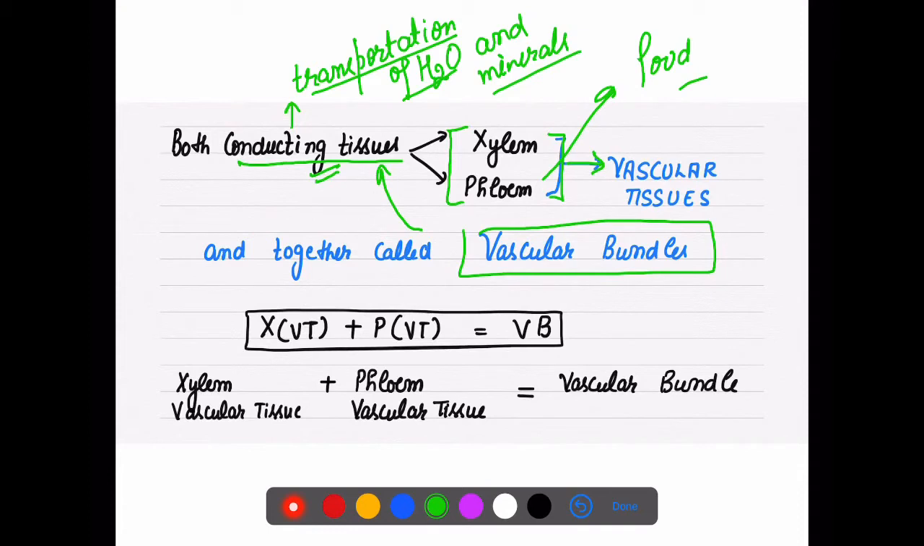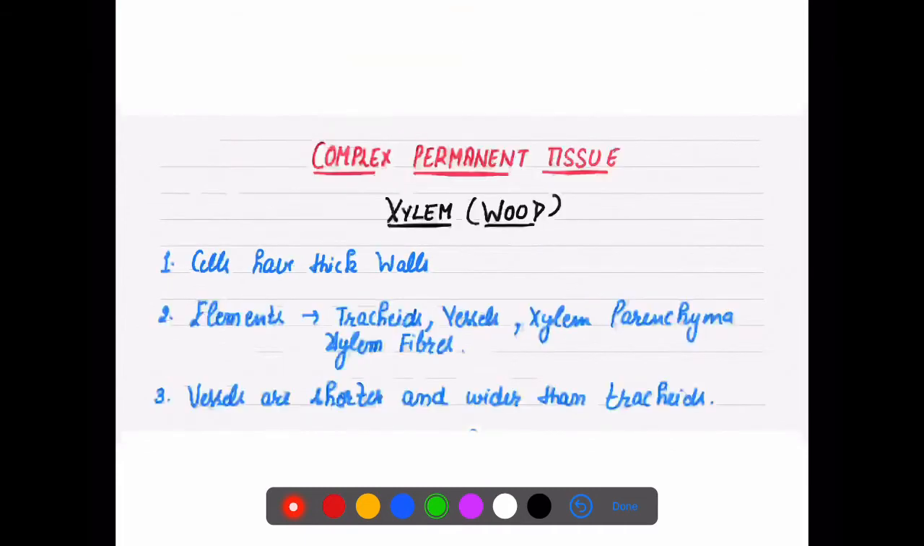So VT is for vascular tissue. Xylem is a vascular tissue, plus phloem, they are equal to the vascular bundles. So if in 1 mark we ask you what are vascular bundles, they are the conducting tissues. Xylem and phloem together form vascular bundles which help in transportation of water, minerals and food. So let's talk about xylem.